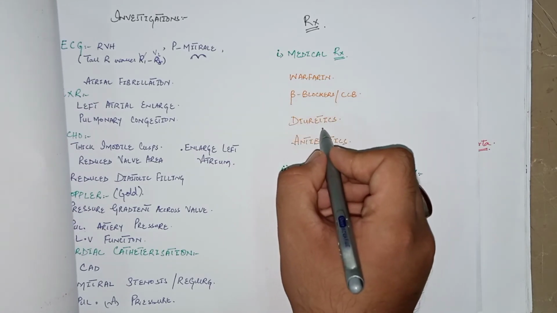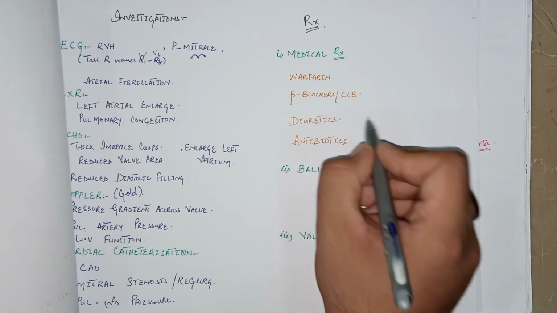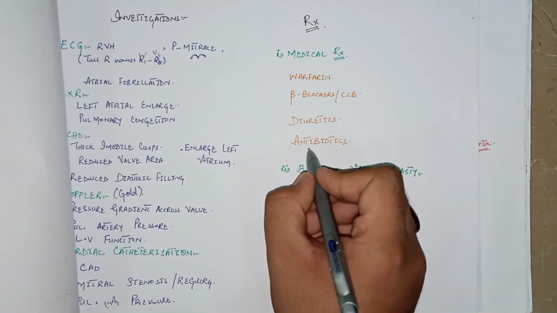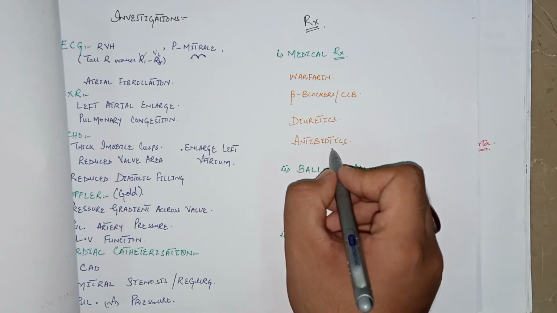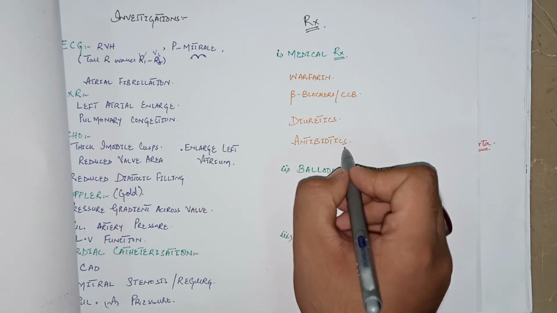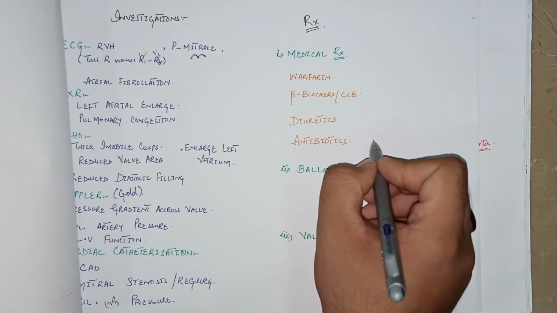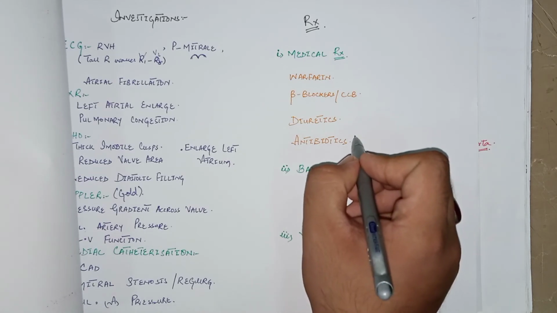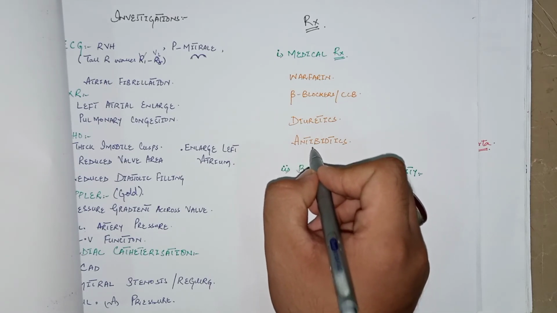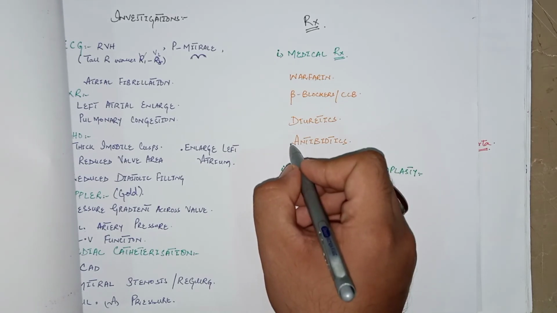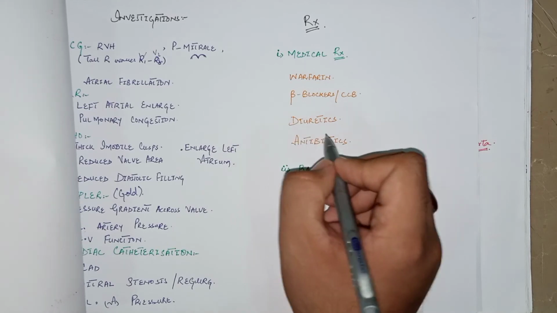And diuretics are given to the patient for pulmonary edema, and antibiotics are advised to the patient as prophylactic agents for the infective endocarditis risk in these patients. Because of very high pressure in the left atrium, they are more prone to develop infective endocarditis, so antibiotics should be given to these patients.